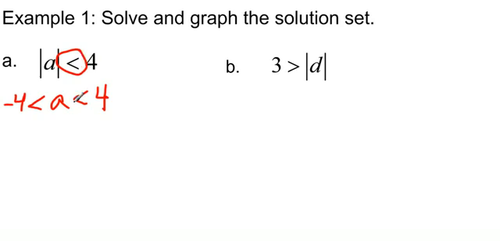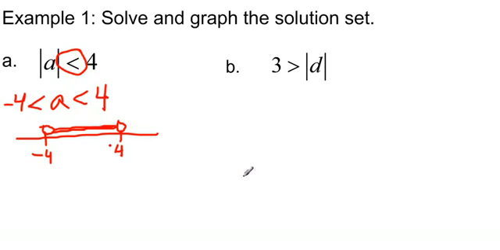When you graph it on the number line, it looks like this. Here's negative 4. Here's positive 4. On each endpoint, we're going to use an open circle. And A is in between these two values, and so our solution region is anything in between. Okay, not including negative 4 or positive 4, but anything in between those two numbers.